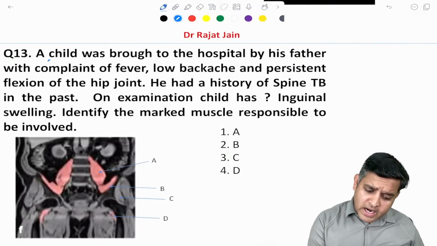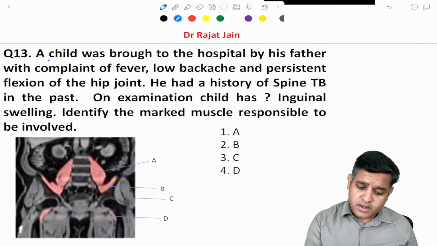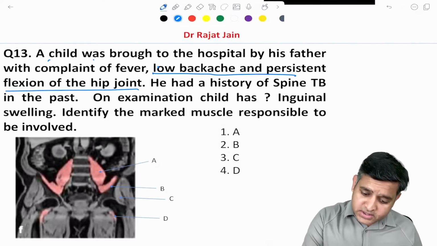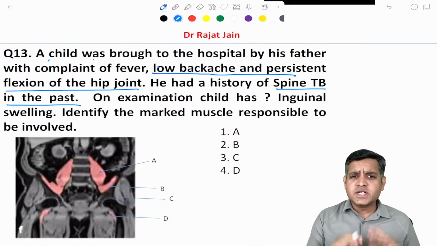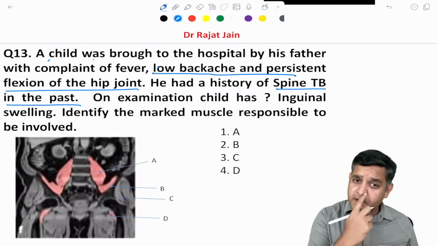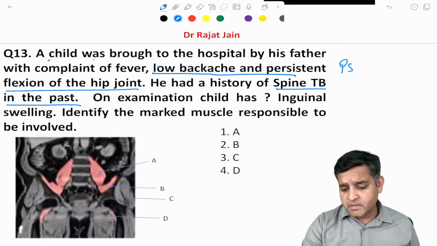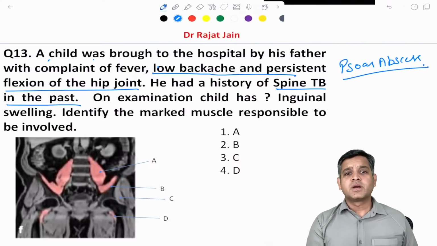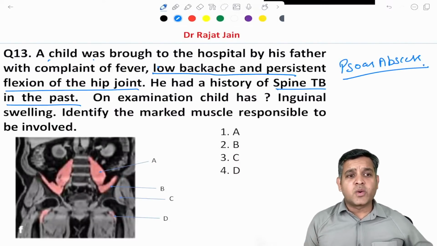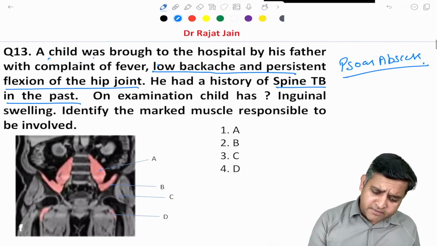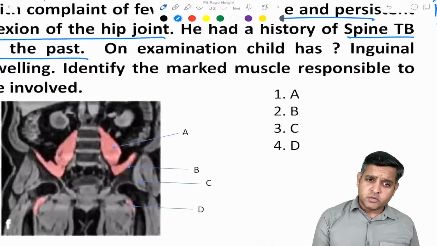See this. A child was brought to the hospital by his father with complaints of fever, low backache and persistent flexion of the hip joint. He had a history of spine TB in the past. What is the examiner trying to tell you? Spine TB was there, and now persistent flexion of the hip joint, what does it mean? What is happening? Psoas abscess is happening. On examination, child has inguinal swelling, that is, it further increases. On examination, identify the marked muscle responsible to be involved.